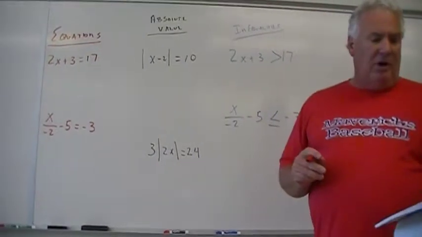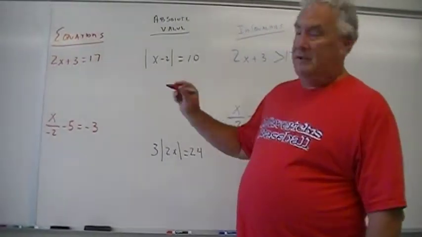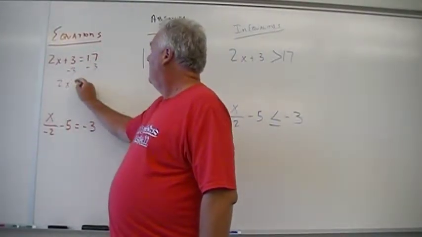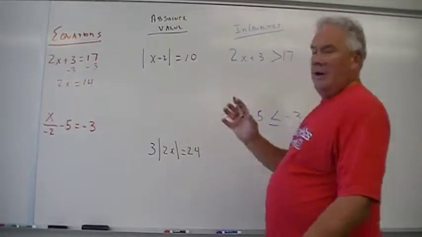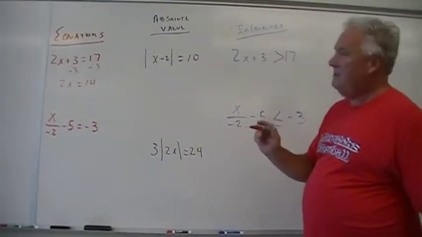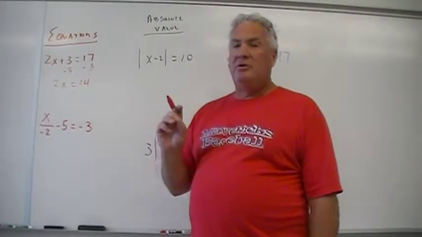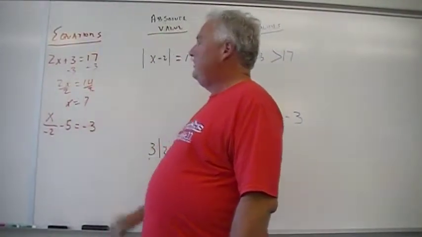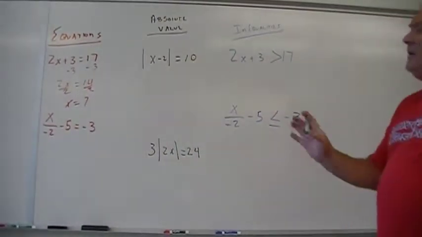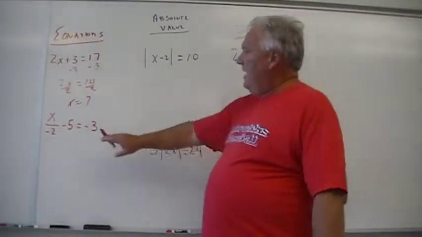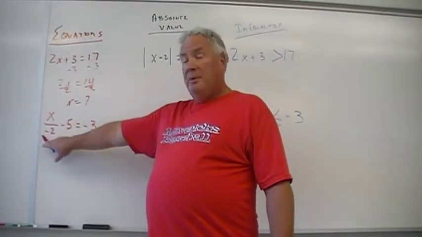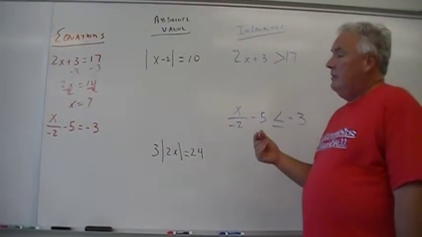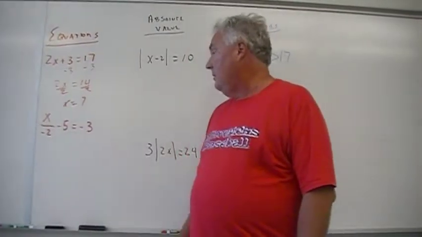And the key to all of this is the idea of balancing, right? So take away 3, take away 3. You know, what you do to one side, you got to do to the other to get x by itself. The key is to balance. And then divide by 2, x equals 7. Okay? You can do the same thing for the other side. You know, add 5 to both sides, then multiply both sides by -2. And that will get us our value of x.